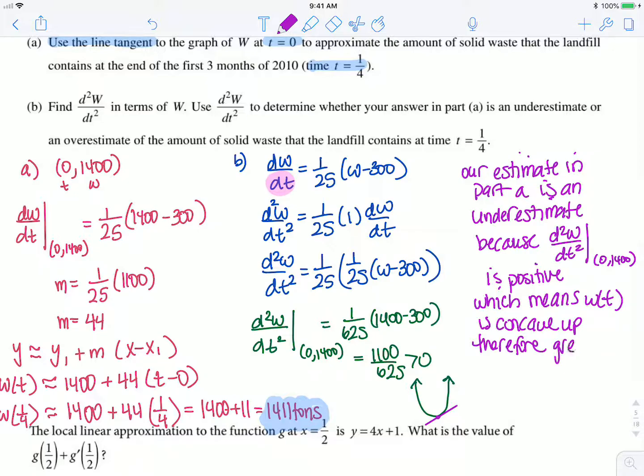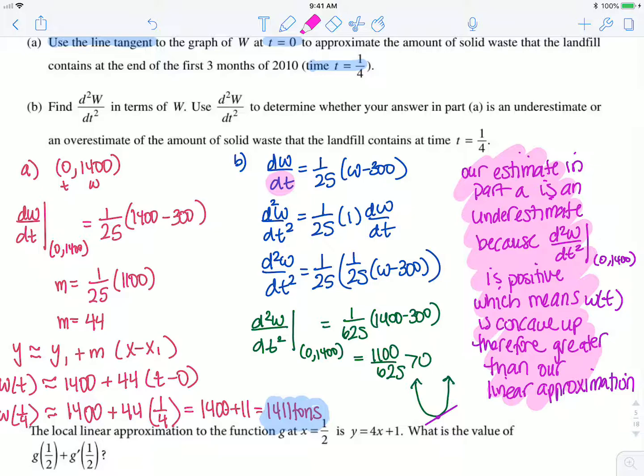therefore greater than our linear approximation. So you might be able to summarize that in your own words, but that's a complete explanation of why our linear approximation is an underestimate.